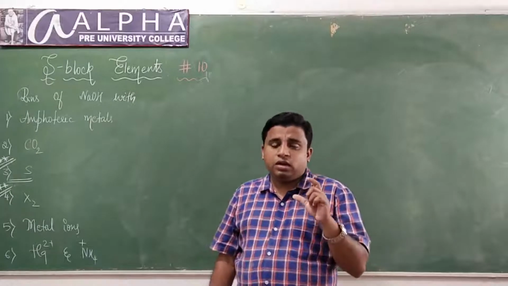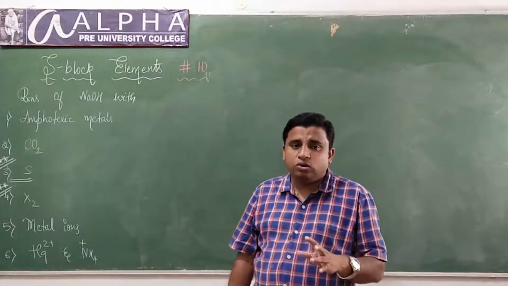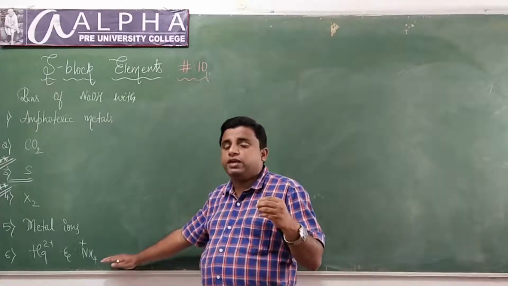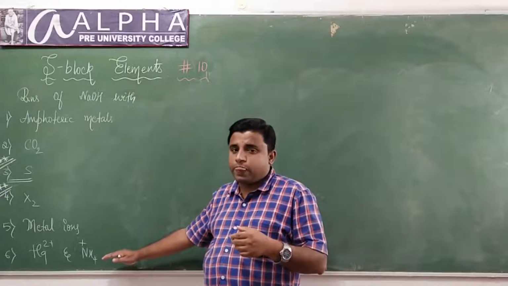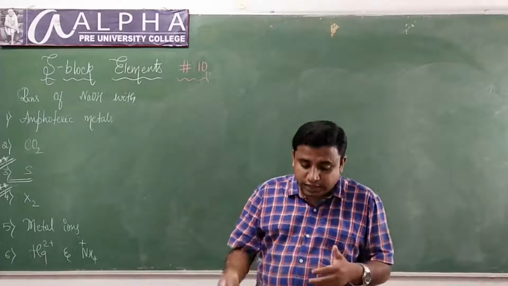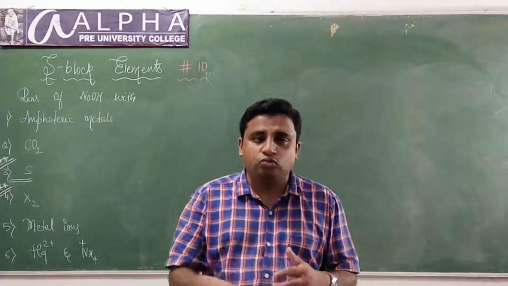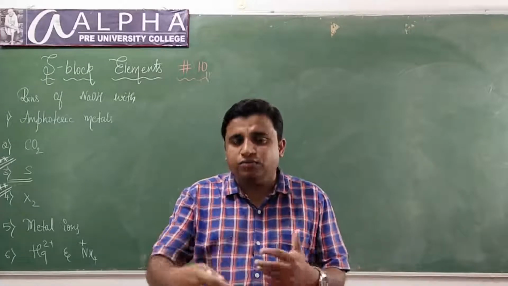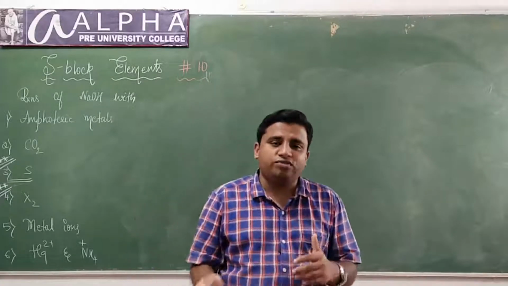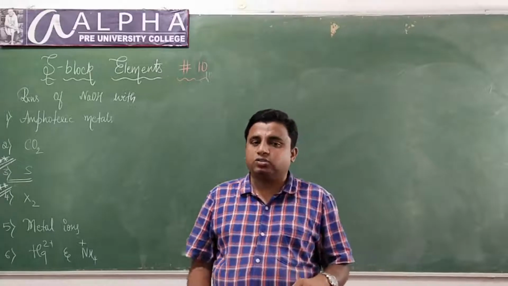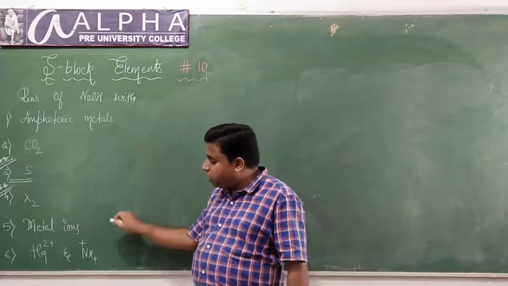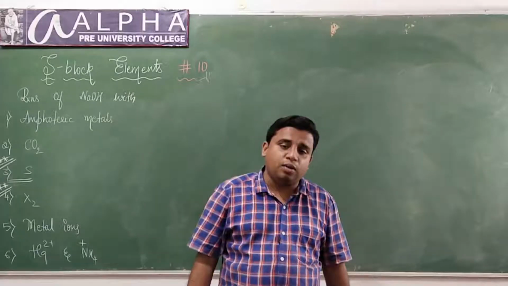So in this video we will talk about the last chemical property of sodium hydroxide that was left out in the previous video, that is, with mercuric ions and ammonium ions. After that we will study two more important compounds of sodium, and the lecture series will go on with other compounds of alkali metals and alkaline earth metals. So let us understand the last chemical property of sodium hydroxide with mercuric ion and ammonium ion.